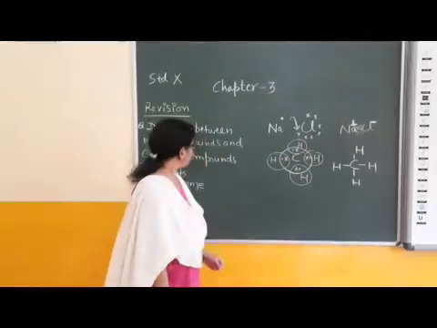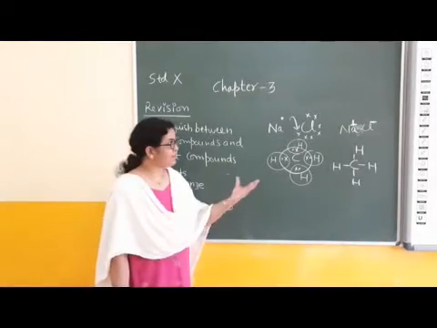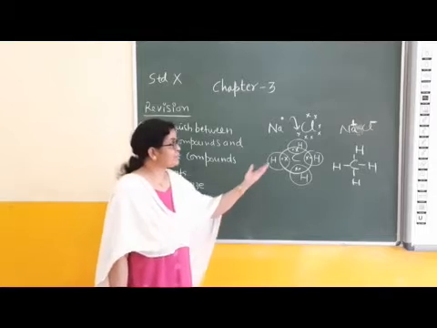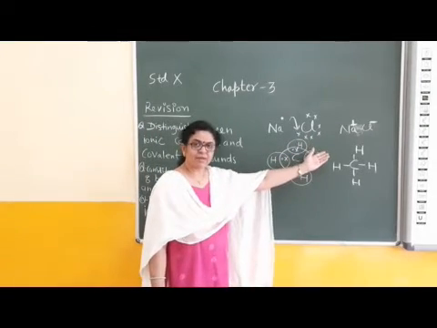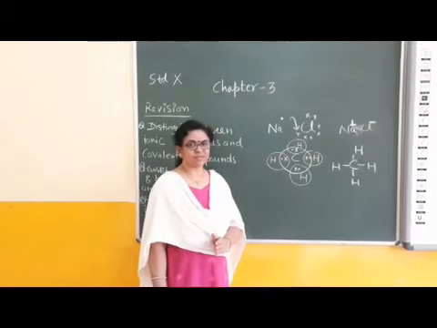Second difference: ionic compounds are soluble in water. Ionic compounds are polar due to the presence of ions. Ionic compounds are soluble in water, and covalent compounds are insoluble in water.